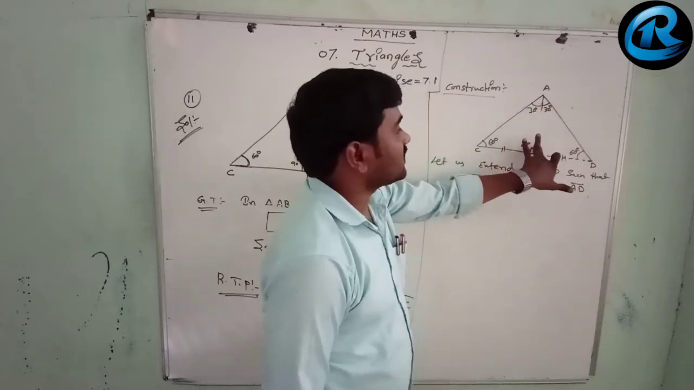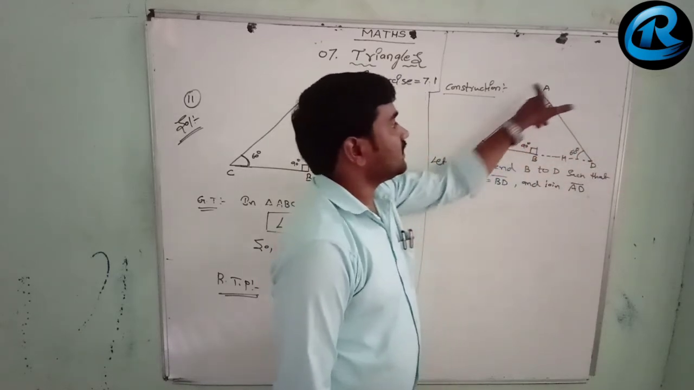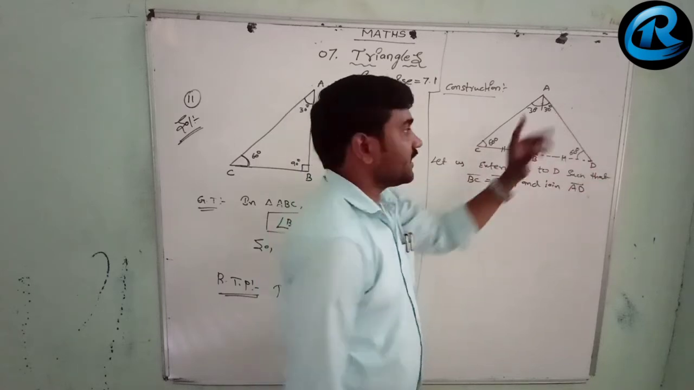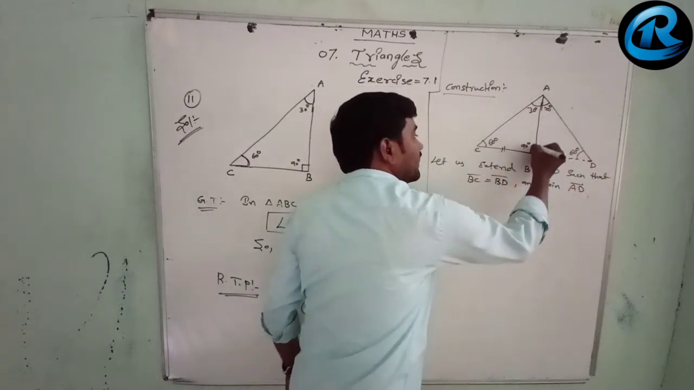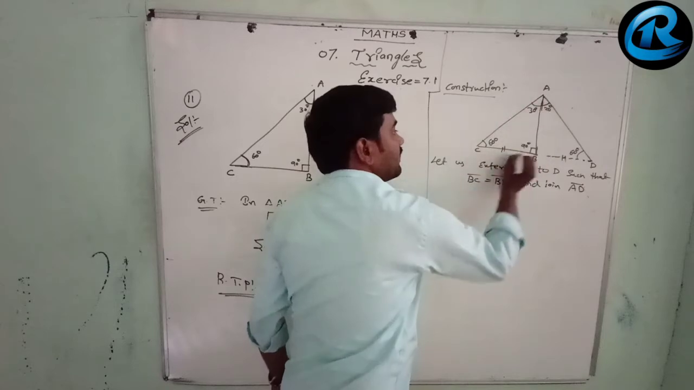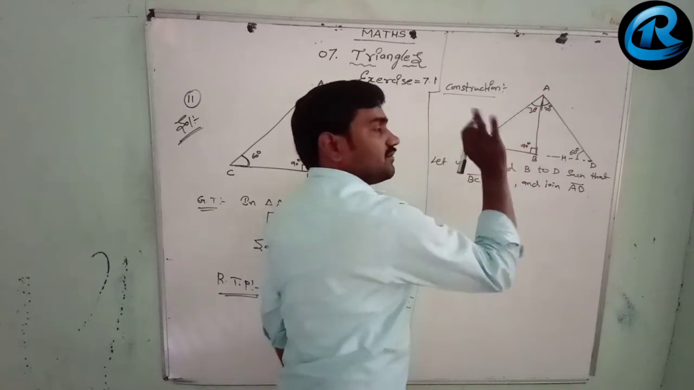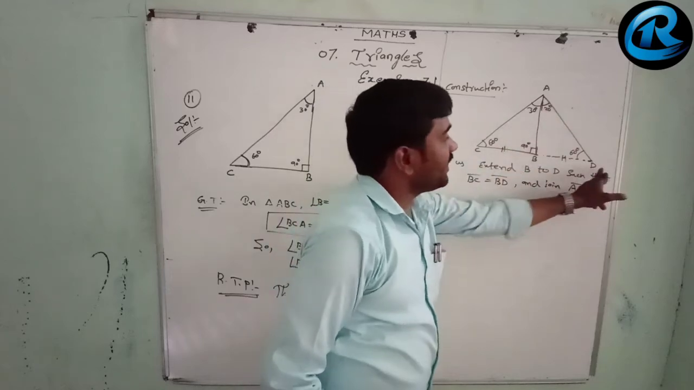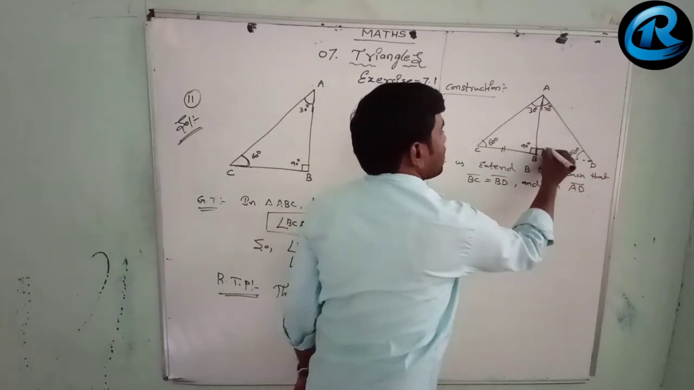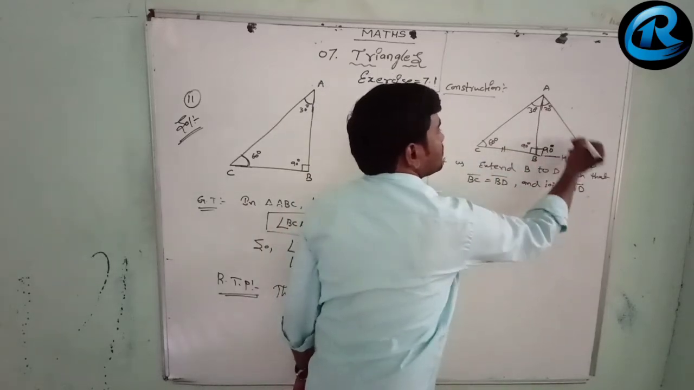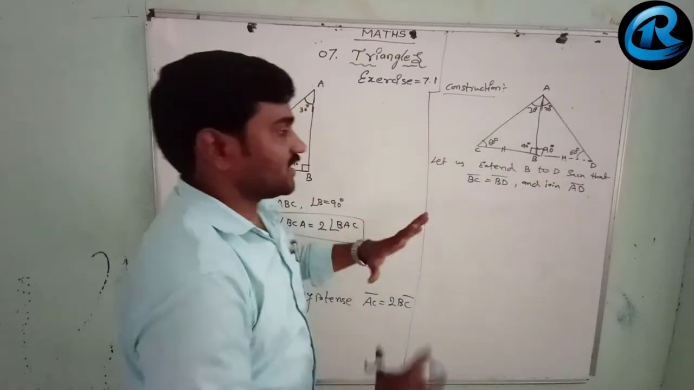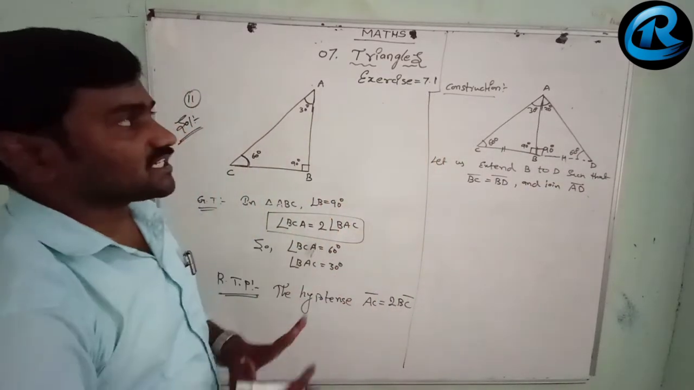Now in triangle ACD, 60 plus 60 plus 60 is 180 degrees. If you take triangle ABC, 90, 30, 60, 180. In triangle ABD, here also the same, 90 degrees, 30 degrees and 60 degrees, 180 degrees. So this construction is required.